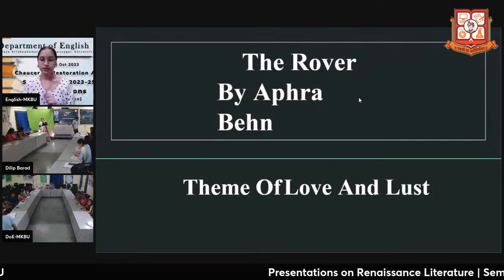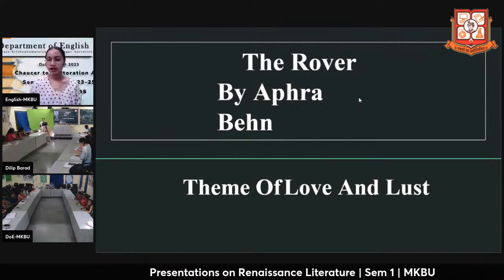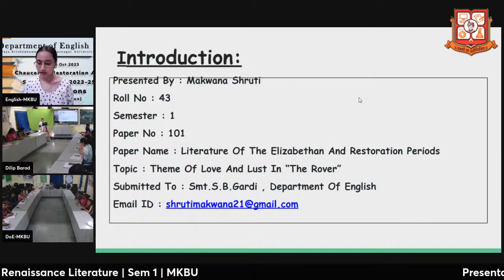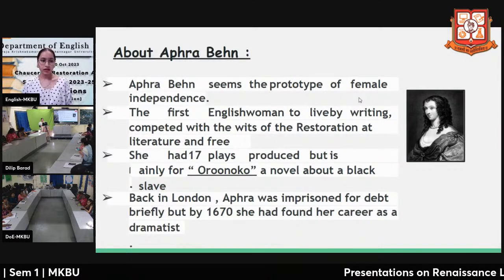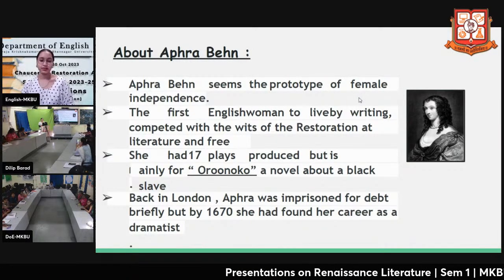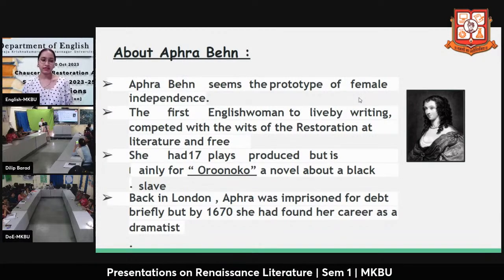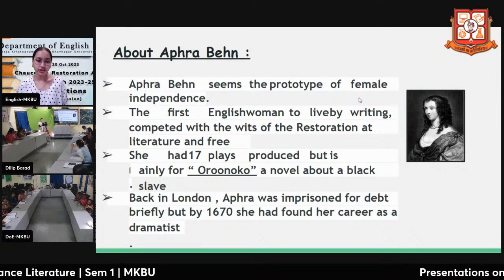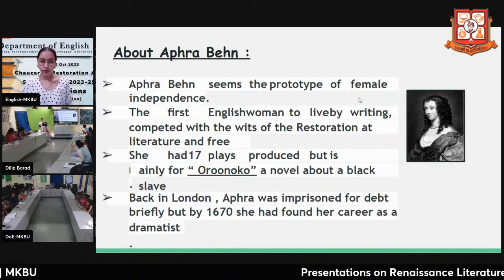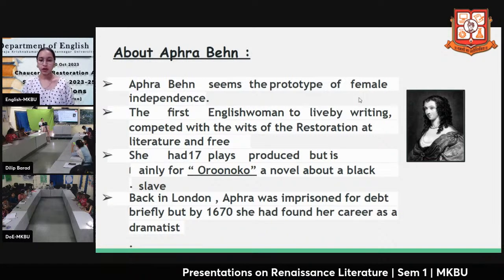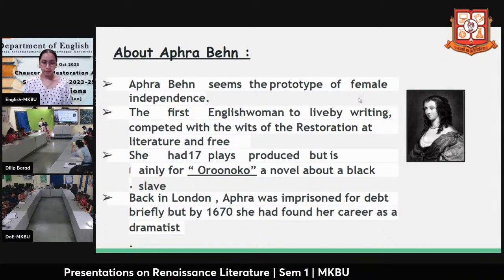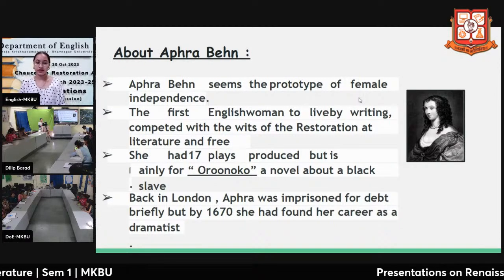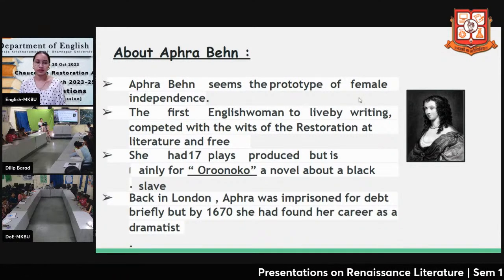Hello everyone, I'm Shruti. I'm going to present the theme of love and lust in the play The Rover by Aphra Behn. This is my personal introduction. Let's talk about Aphra Behn. Aphra Behn seems the prototype of female independence, the first English woman to live by writing, who competed with the wits of the Restoration at literature and love. She had 17 plays produced, but is mainly known for Oroonoko, a novel about a black slave. Back in London, Aphra was imprisoned for debt briefly, but by 1670, she had found her career as a dramatist.